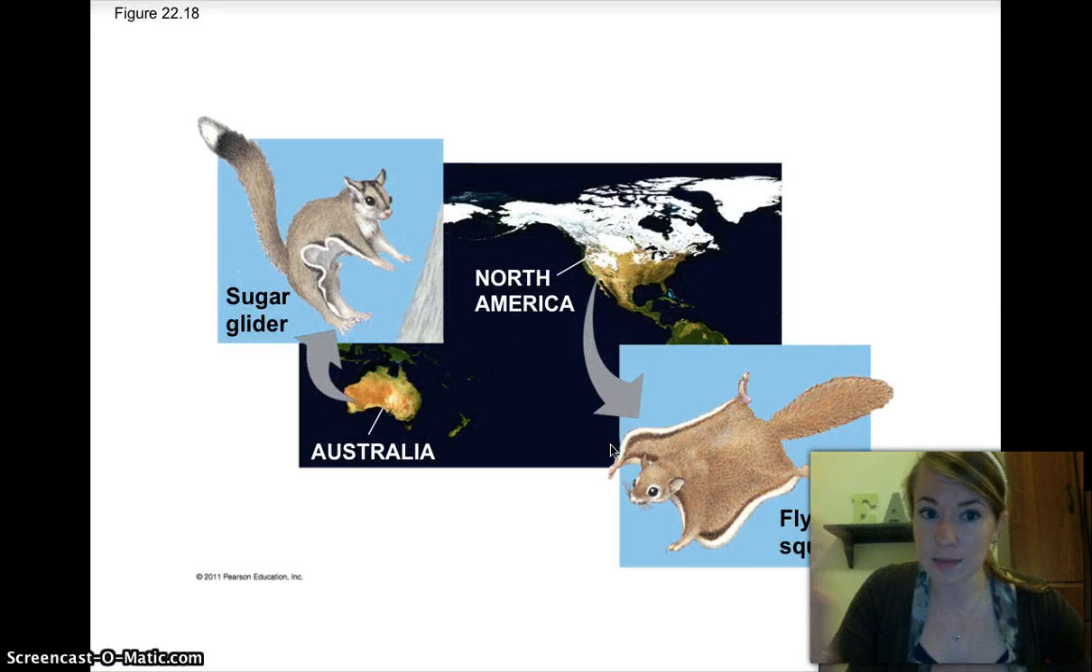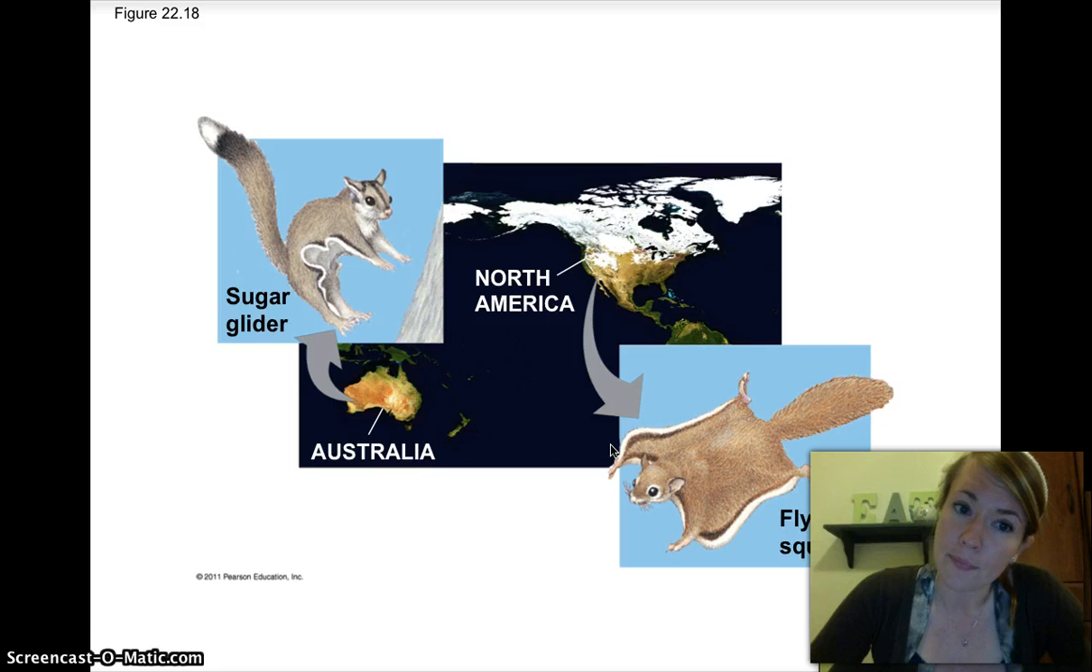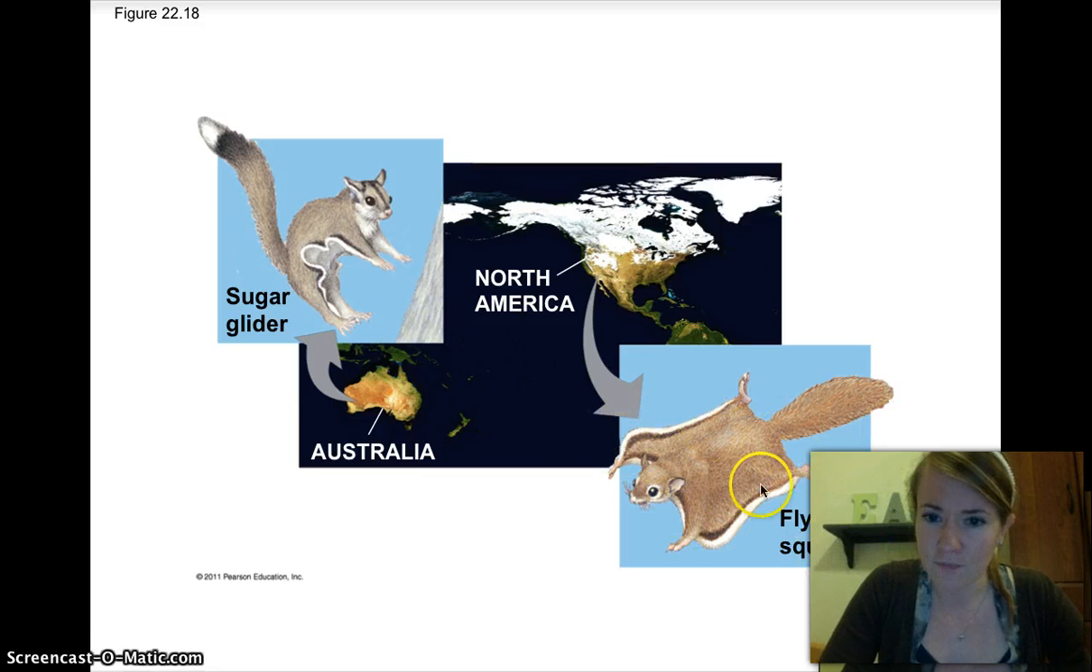So a good example that your textbook gives is between these two kinds of rodents. One is found in North America called the flying squirrel, and one is found in Australia called the sugar glider. They are very similar. These pictures don't show them, but they both have this kind of extra skin right here that helps them glide. But the thing is that these two are not related to each other.